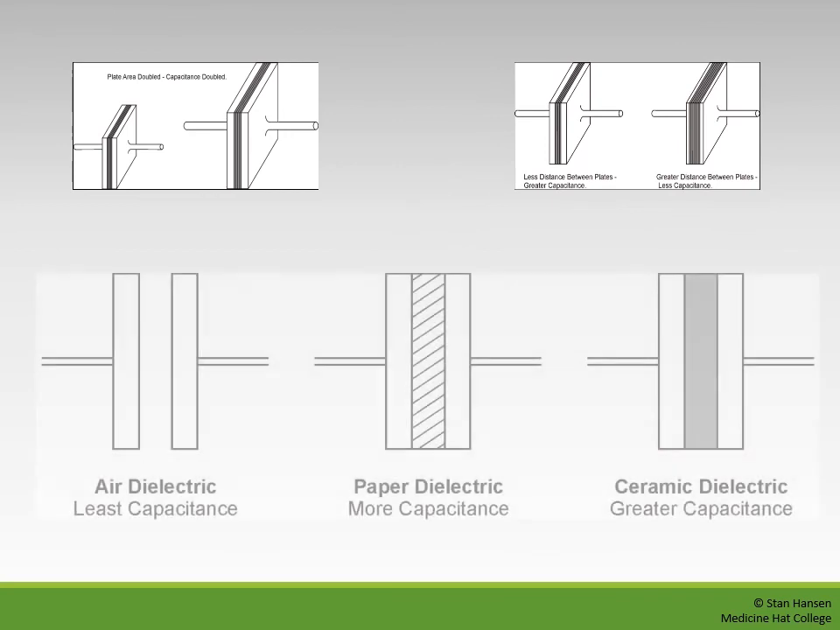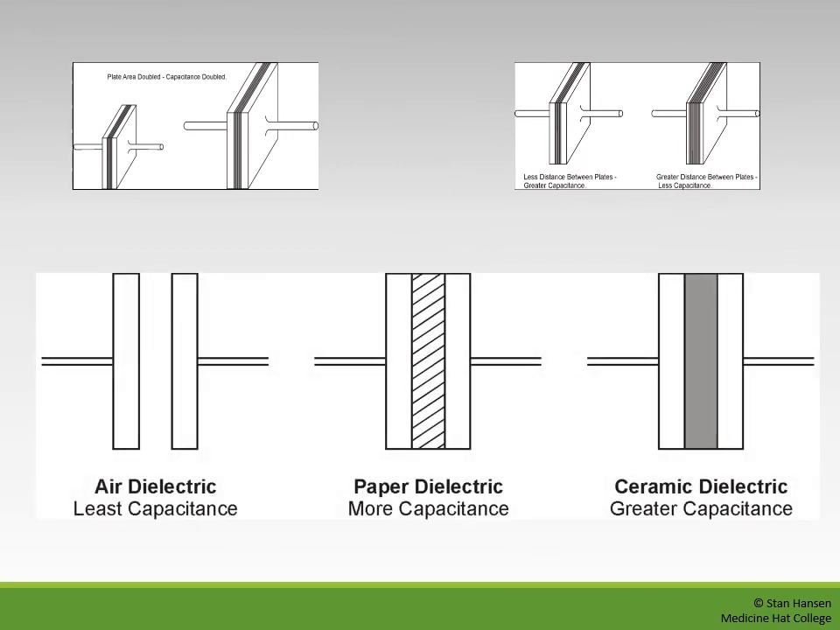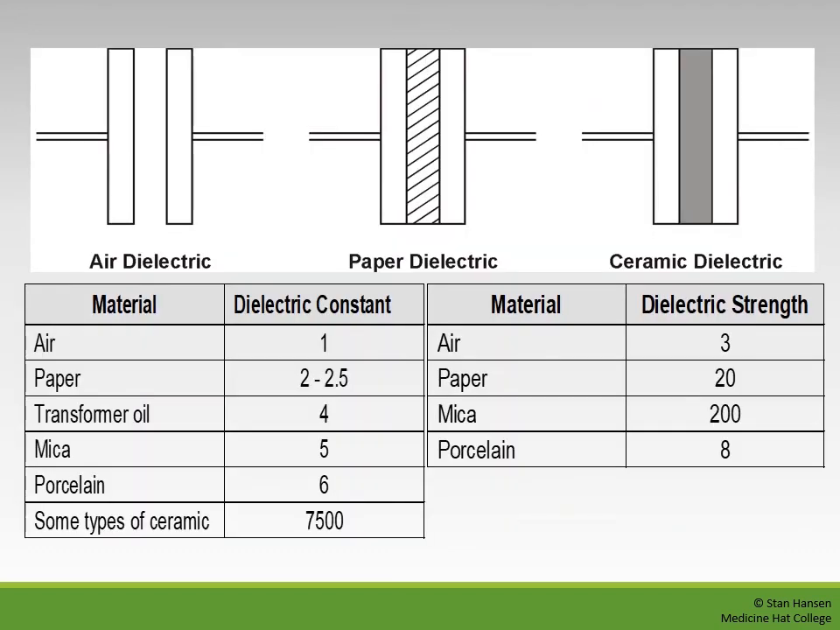Thirdly, the type of dielectric compound I have will also make a very large difference. When I change that compound out, I can also change the capacitance of my capacitor. When it comes to the dielectric material's properties, there are two terms that we need to be aware of. The first one is the dielectric constant, and that is a rating of how well a material can polarize and store a charge as compared to air. So air becomes our benchmark. The higher the constant, the better the capacitor.